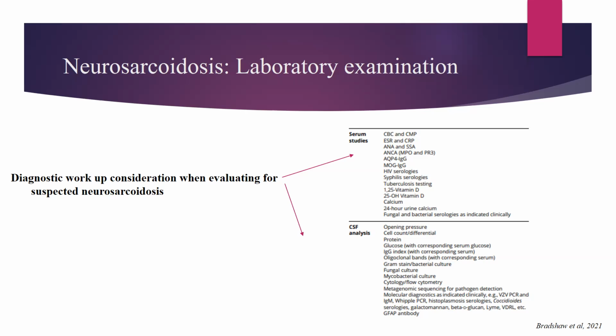Ideally we would get a biopsy for diagnosis, but that's not possible in most cases with neurosarcoidosis. So we really have to look for systemic evaluation for sarcoidosis. And we've heard about the skin, lung.